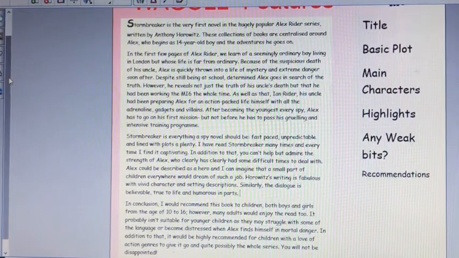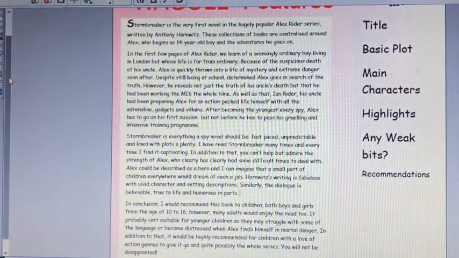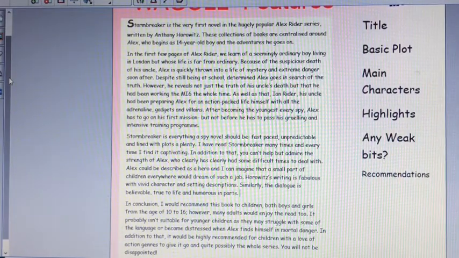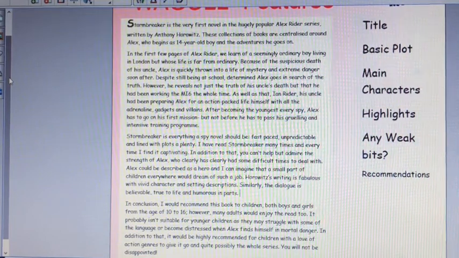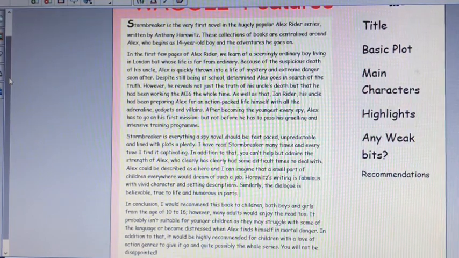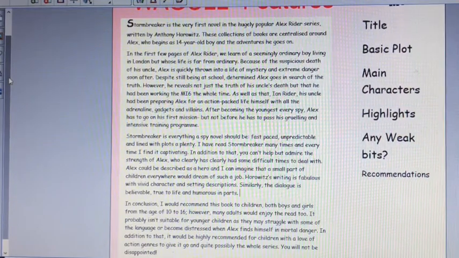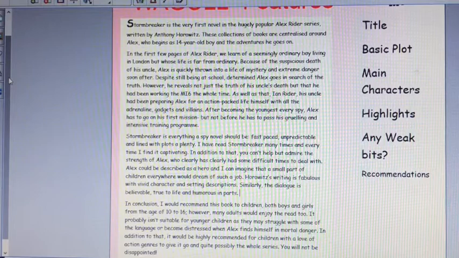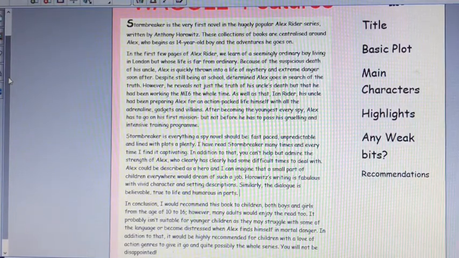So we're going to take a look now at the features. Okay, so as you can see, clearly got a title of the story. In the first two paragraphs, it outlines the basic plot. This is when it tells the reader what the story is about without giving too much away, without giving all the juicy bits, as I like to say.